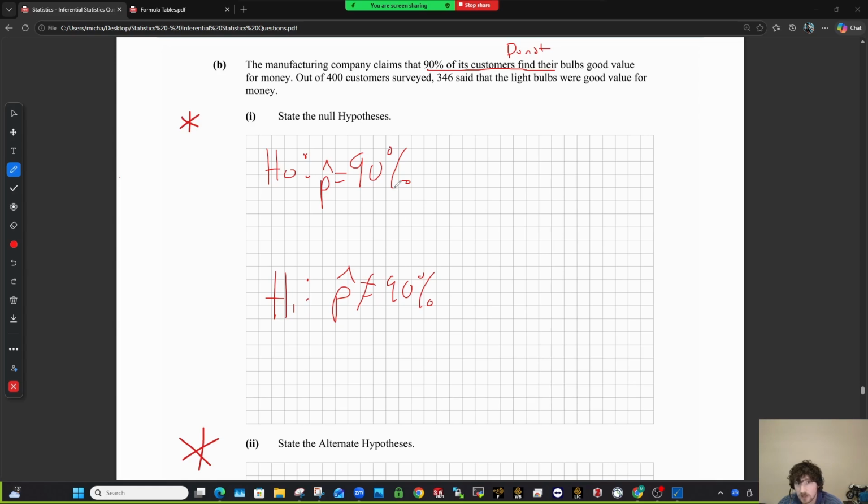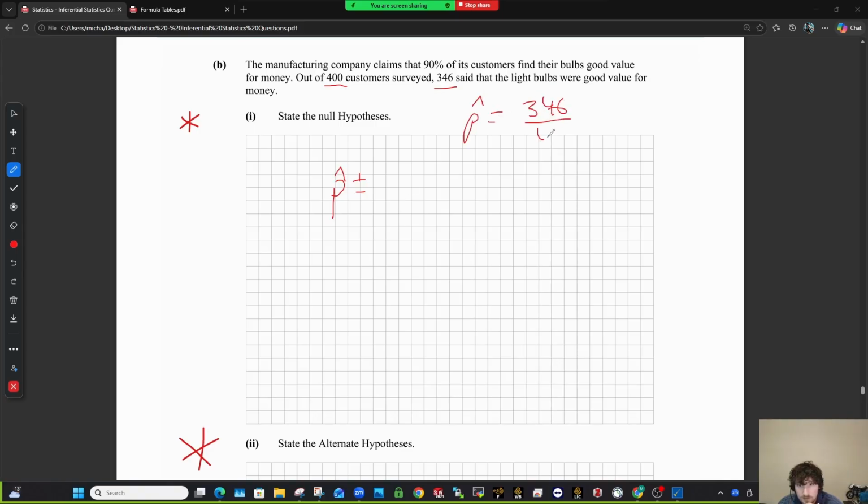Obviously, these are the shorthand ways of writing it, but you're meant to write out the longhand version as well. The longhand version of this is 90% of customers find their light bulbs good value. You'd write that there. And then here you'd write 90% of their customers do not find their light bulbs good value. Okay. And then obviously you can do the hypothesis test, which we've already shown you how to do, where you do up the interval using this p hat here. I'm not going to do this now, I'm just going to let you do it for homework.